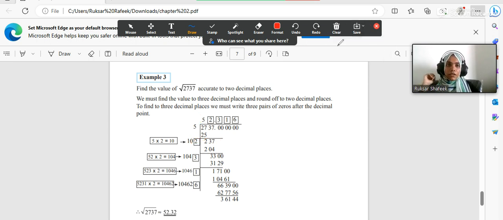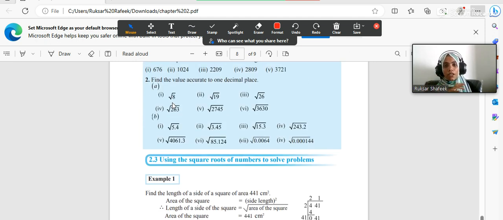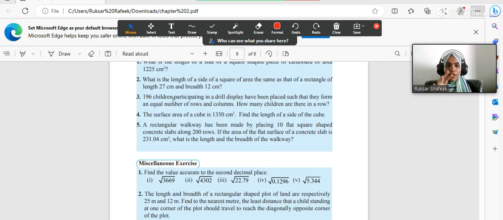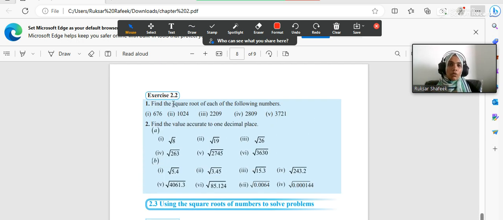So that's it there. Let's look at the exercises, and then we are almost done with the chapter itself, because those are the 2 important methods that are being shown here. So in this question, you have find the square root of each of the following numbers, and here find the value accurate to 1 decimal place. So basically you find the answer to 2 decimal places and then round.